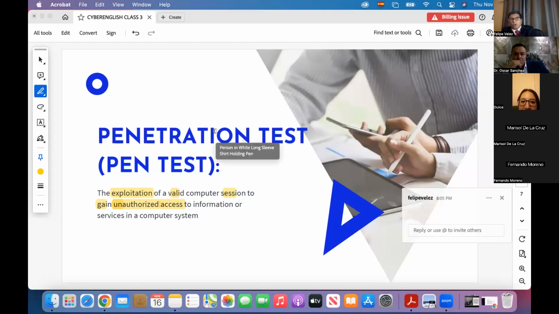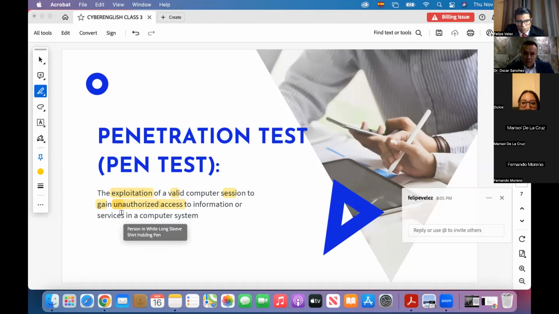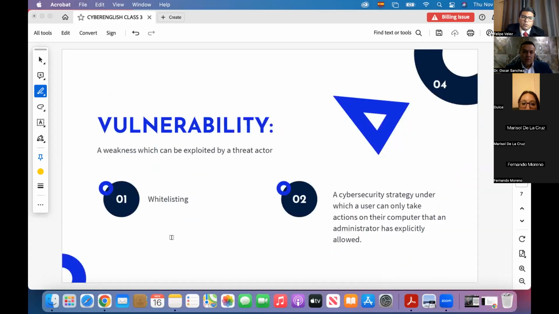Again, very quick, please, Dulce. Penetration test, pen test: exploitation of a valid computer session to gain unauthorized access to information or service in a computer system. That's it. Very good. So now let's go to vulnerability.